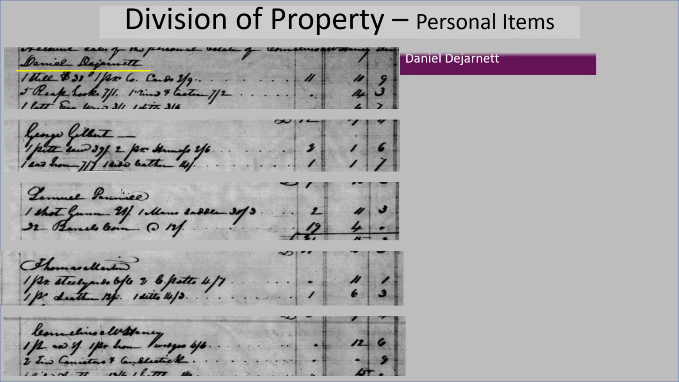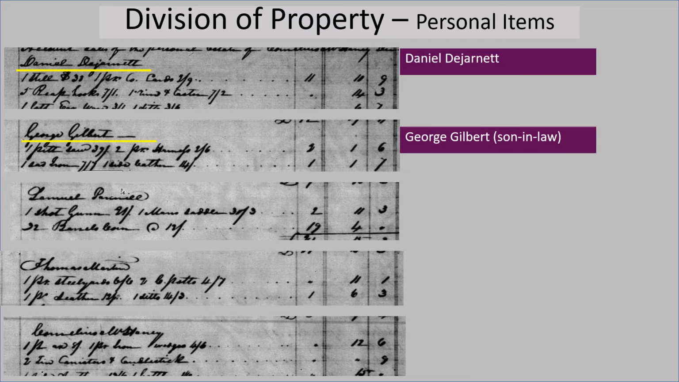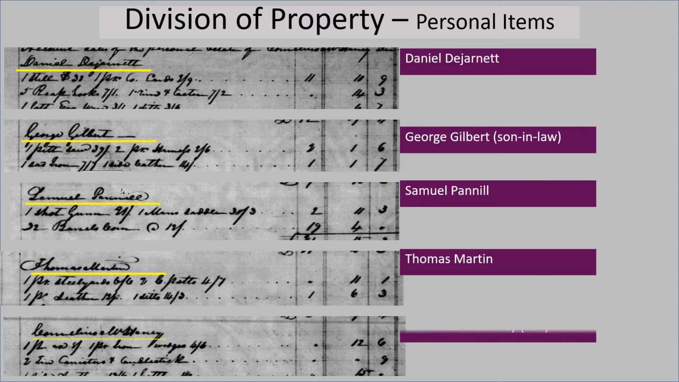We find Daniel DeJarnette, George Gilbert, a son-in-law, Samuel Pennell, Thomas Martin, and Cornelius McKinney, another son. There are pages and pages listing who received his personal property.